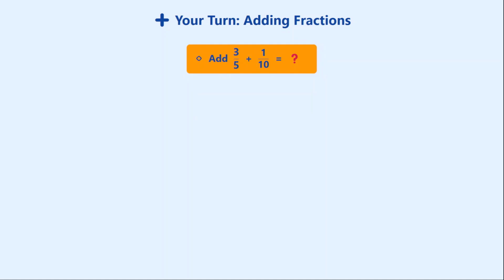Next one. Add 3/5 and 1/10. The denominators are 5 and 10, not the same. So what do we do? Think carefully. Find the LCM first. The answer is 7/10. Nice job.